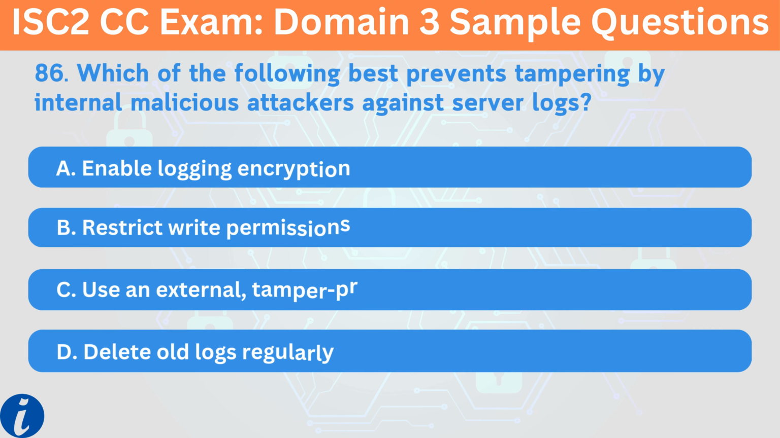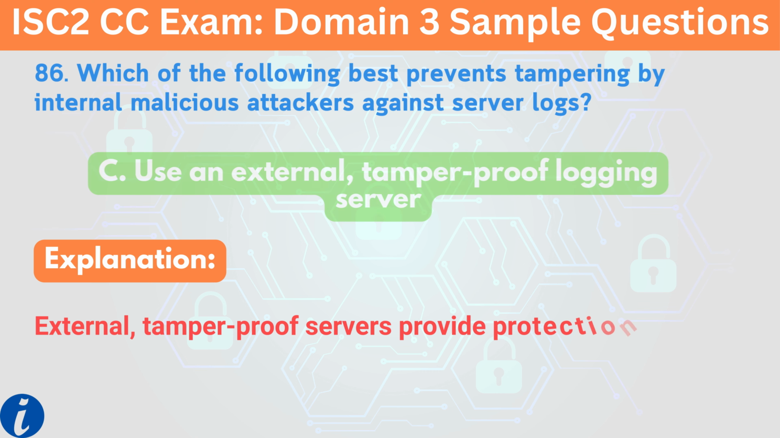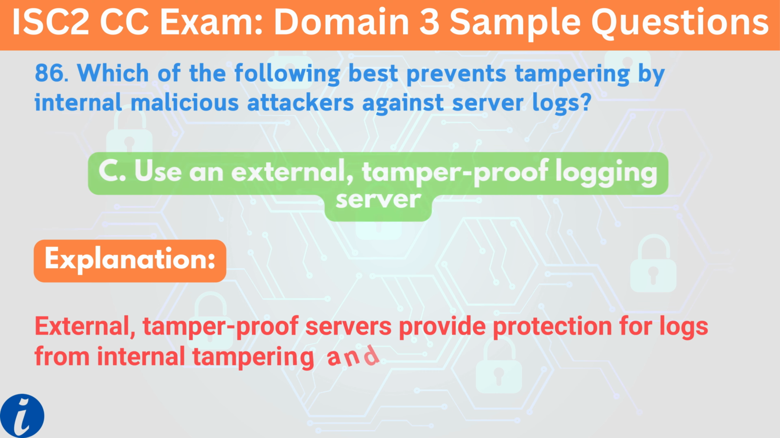86. Which of the following best prevents tampering by internal malicious attackers against server logs? A. Enable logging encryption. B. Restrict write permissions to the logs. C. Use an external, tamper-proof logging server. D. Delete old logs regularly. The correct answer is C. Use an external, tamper-proof logging server. Explanation. External, tamper-proof servers provide protection for logs from internal tampering and unauthorized access.